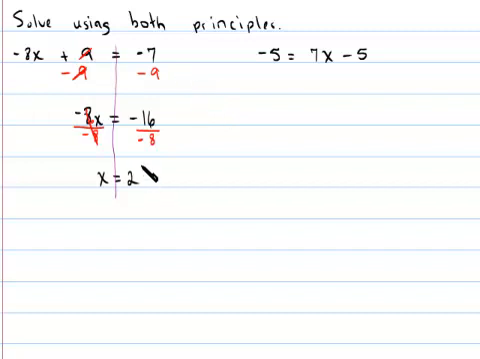If you want to verify for yourself, be my guest. You should until you get comfortable. Negative 8 times 2 is negative 16. Negative 16 plus 9 equals negative 7.